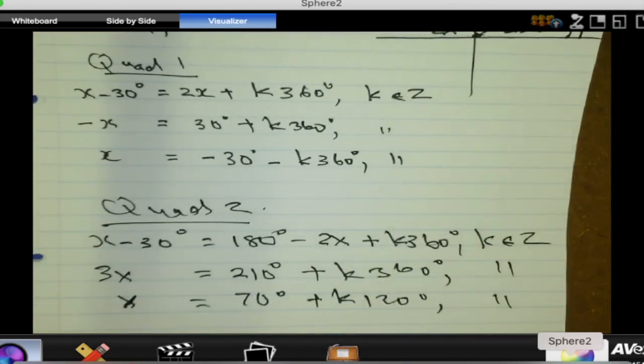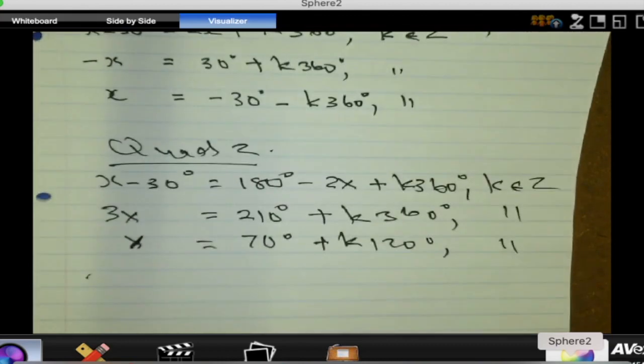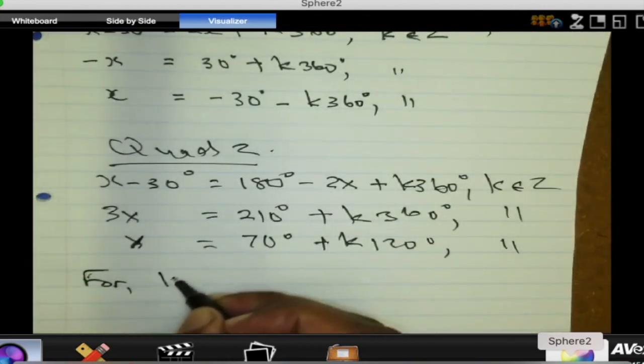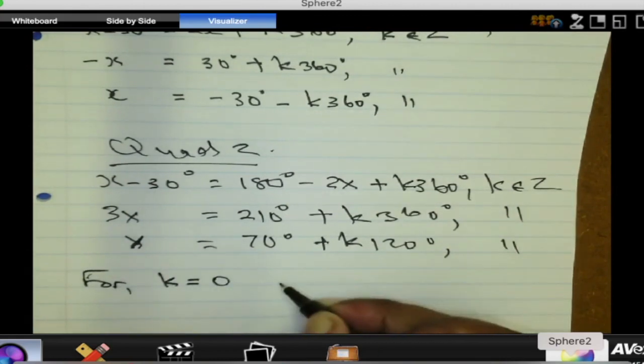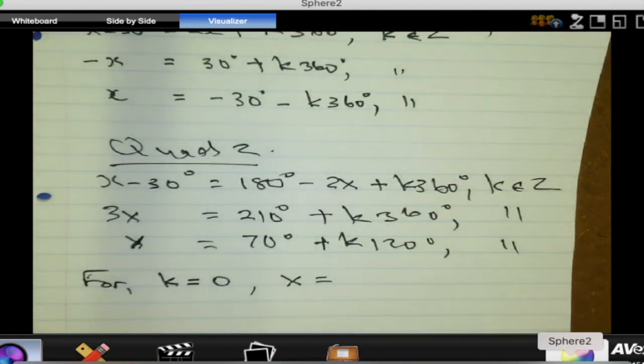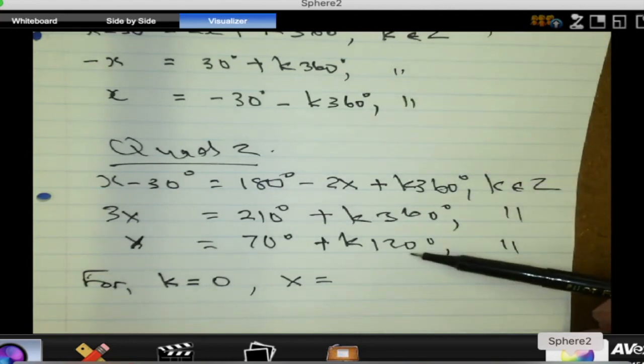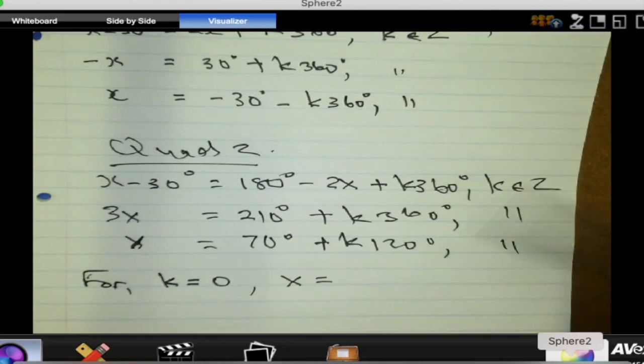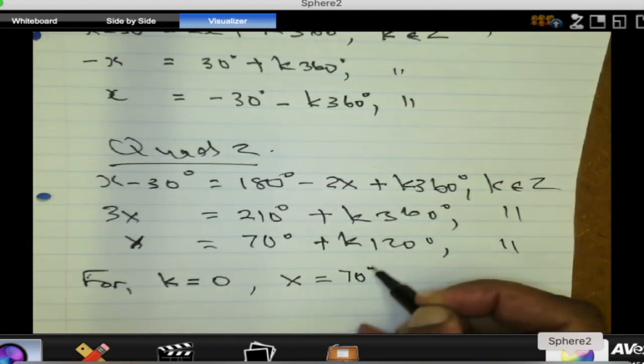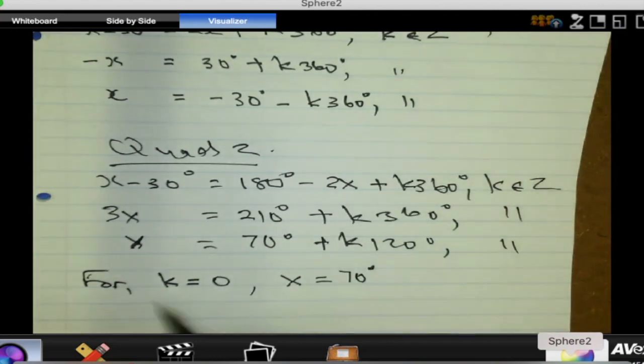But we are looking for answers from 0 degrees up to 360 degrees. So now let's substitute. Put k equal to 0, let's do that for both of them. What do we get for x if k is equal to 0? Let's start with the first one. If k is 0, we'll get minus 30 there. Do we need minus 30? No, so I don't have to worry about that. But in the second one, if I put k equal to 0, I get 70. So 70 degrees is within the range. We want that. Okay, that is for k equal to 0.